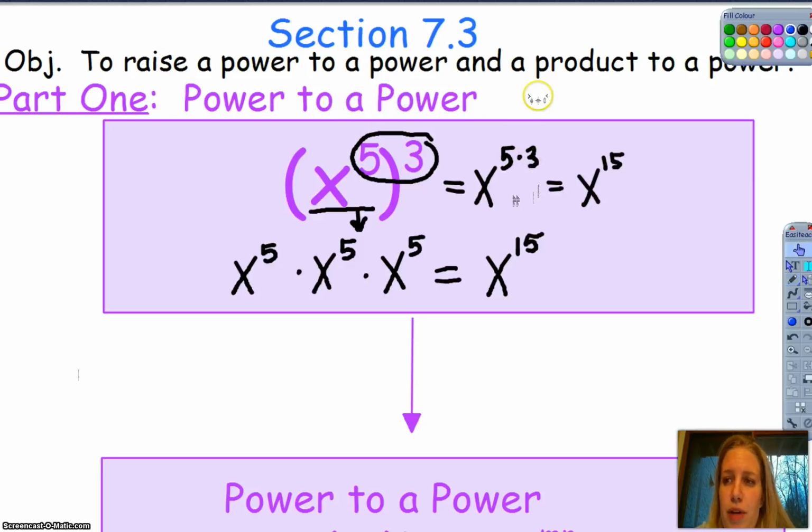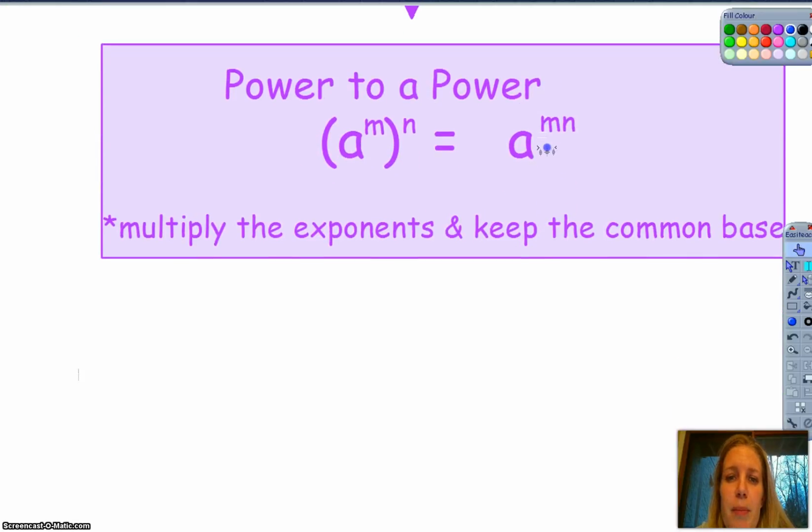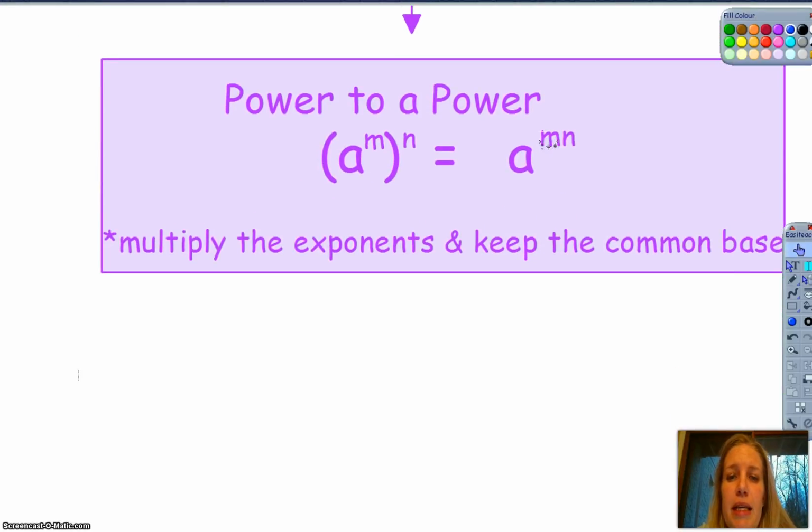Okay, so let's write down our rule. Power to a power says that any base a raised to the m power, then the whole quantity raised to the n power, would equal the same base a raised to the m times n. So basically all you have to do is multiply your exponents and keep the common base.